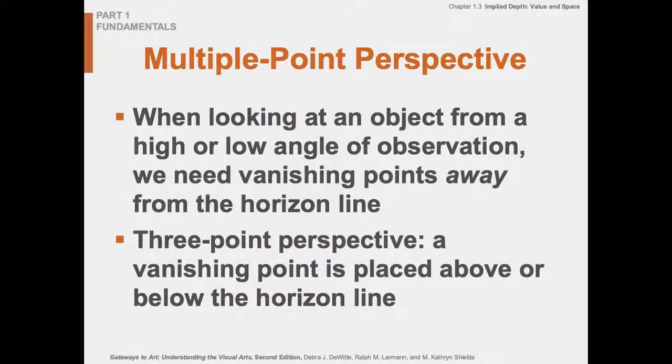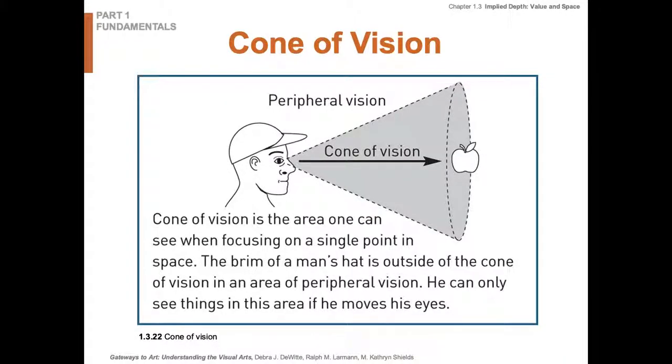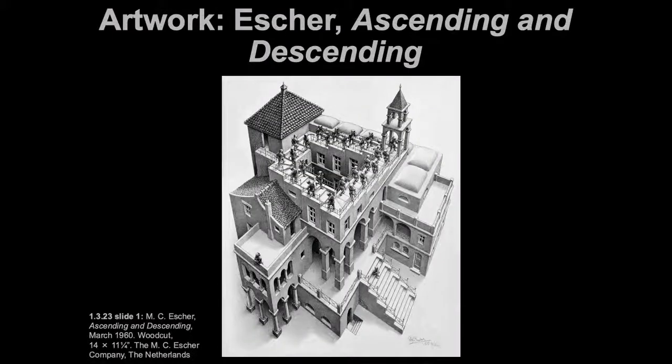So multiple point perspective, usually when you're looking at it from a high or low angle, so you need some vanishing points away from the horizon. 3-point perspective is a vanishing point placed above or below the horizon line. And we're going to look at that. Our cone of vision is the area we can see when we focus on a single point. So this is kind of imitating this in the artwork. A little hard to explain.